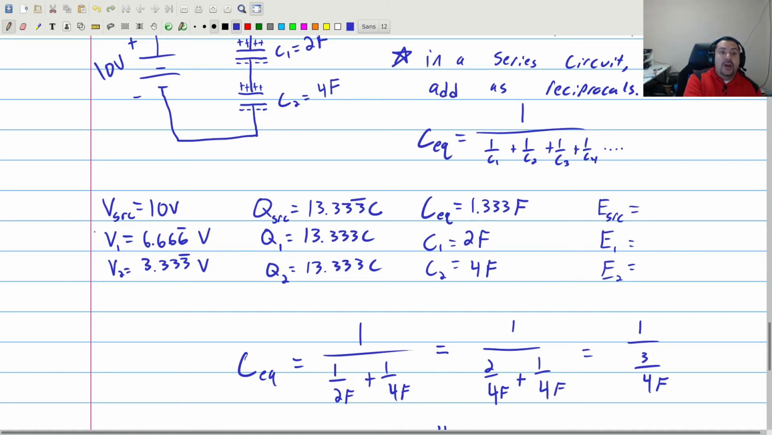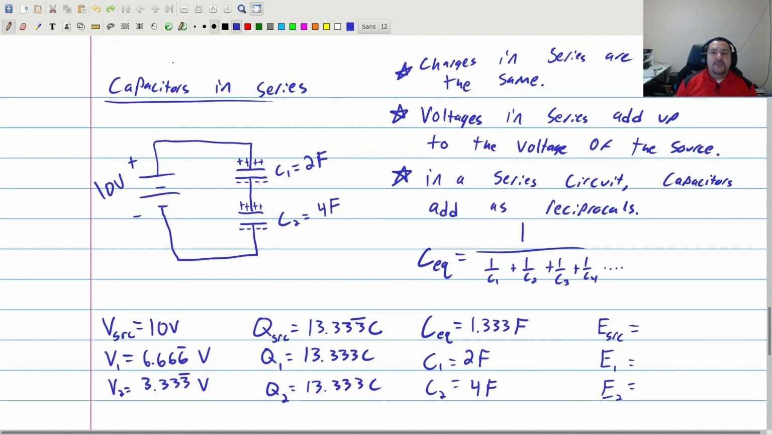Okay, so now that we have V1 and V2 here, you will notice that these two voltages are going to add up to 10. So we know that we have satisfied this condition: voltages in series add up to the voltage of the source. So we're happy about that. Now we can find the energy for each of these.